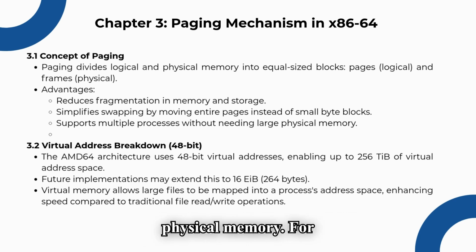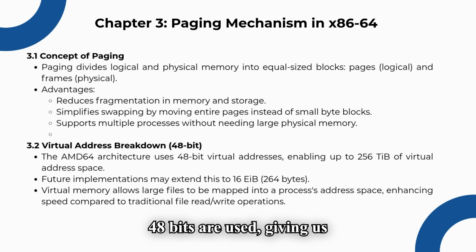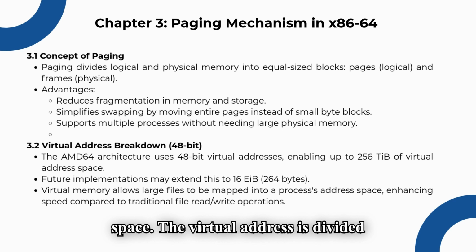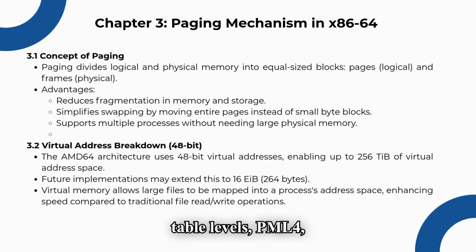For x86-64, the virtual address is 64 bits, but only the lower 48 bits are used, giving us 256 TB of virtual address space. The virtual address is divided like this: 9 bits for each of the 4 page table levels, PML4, PDPT, PD, and PT.